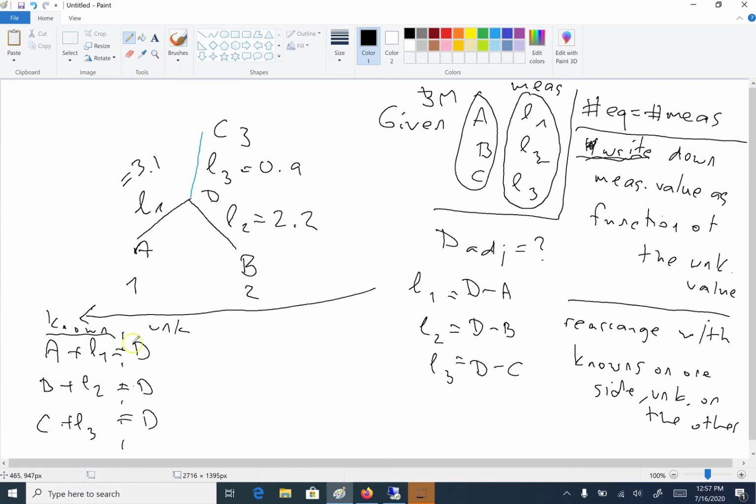Now obviously this is the basic setup for an elevation establishment, but sometimes it's much trickier than this, and it's always a good idea to write down the measured as a function of the unknown, not the other way around. So now we separate it into knowns and unknowns.